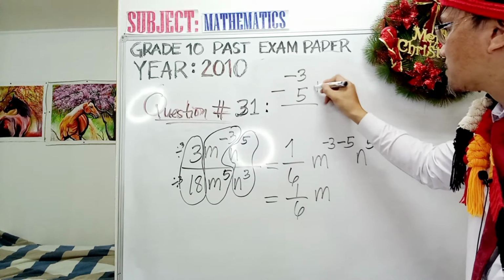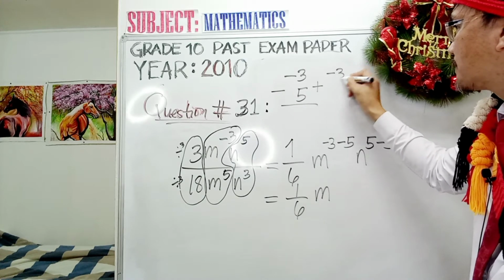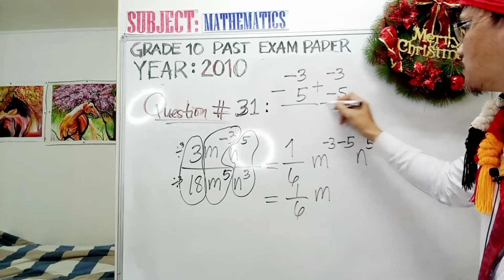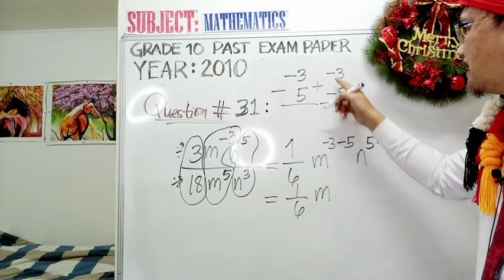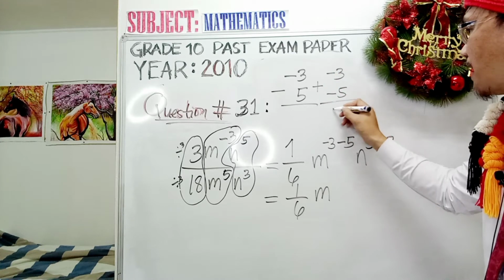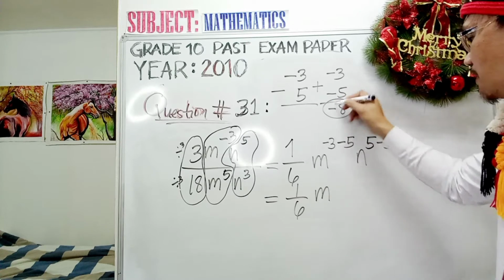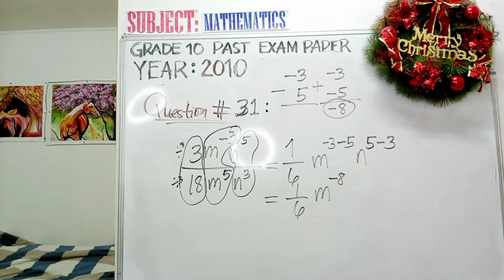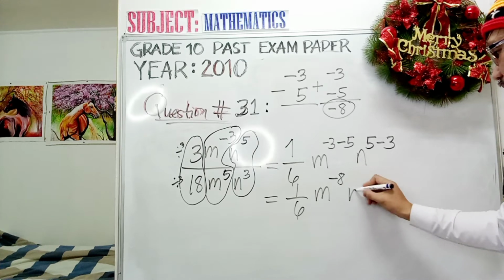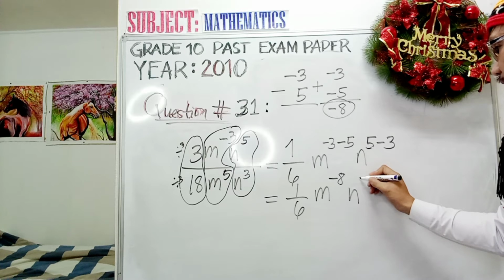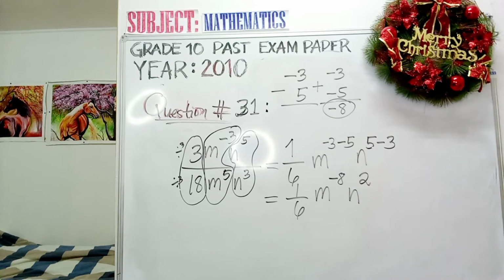So this one becomes plus, remain negative 3. The positive 5 becomes negative 5. So when you are adding these two numbers, negative 3 plus negative 5 equals negative 8. Therefore, we have m to the power of negative 8. And then, copy the n. 5 minus 3 is equal to positive 2.